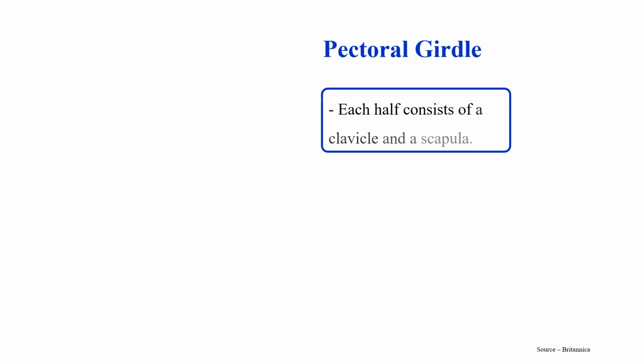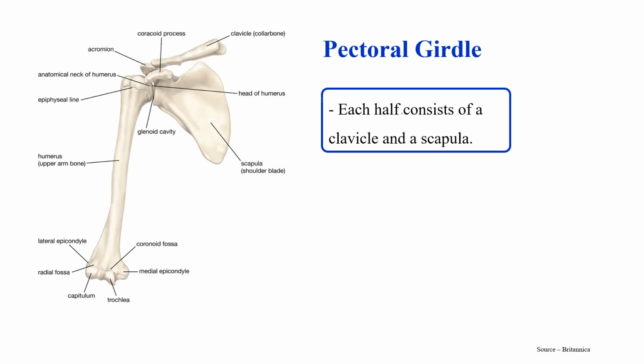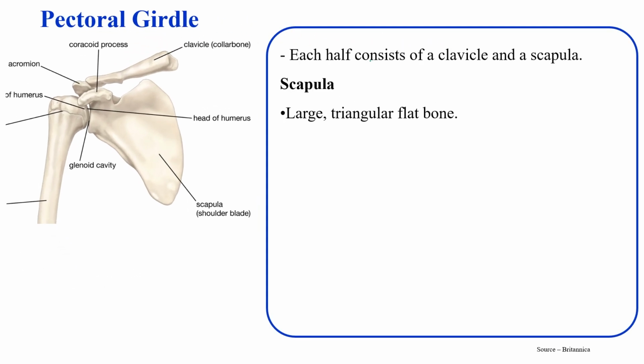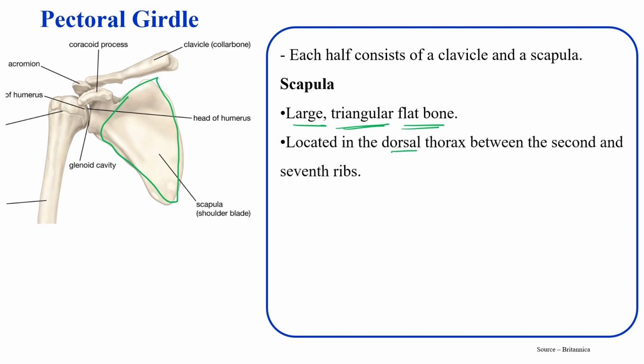Now the pectoral girdle. Each half of the pectoral girdle consists of 2 different parts. First is the clavicle. This is the clavicle or collarbone, this one. And then the scapula, or we can use the term shoulder bone. Okay, so clavicle and scapula, this triangle-shaped scapula. The scapula is a large, triangular flat bone. It is located in the dorsal thorax between the 2nd and 7th rib.